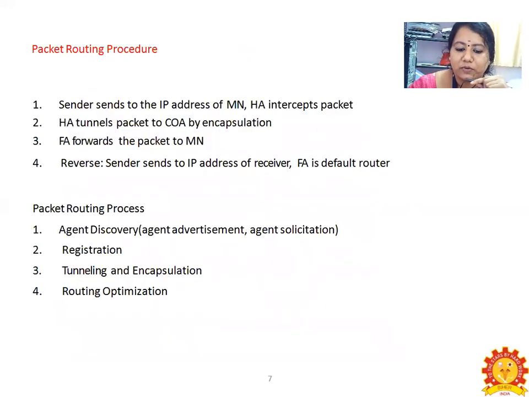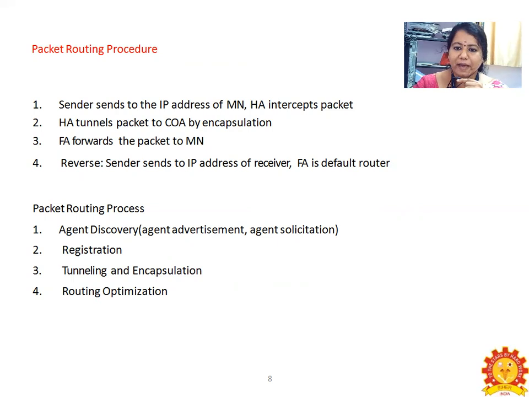The packet routing procedures. Here, the sender will send to the IP address of the mobile node, but the HA, that is the home agent, intercepts the packet. The home agent will tunnel the packet to the COA by encapsulation, which is a pair of addresses. The foreign agent will forward the packets to the mobile node. In the reverse direction, the sender sends to the IP address of the receiver, and the FA is the default router.